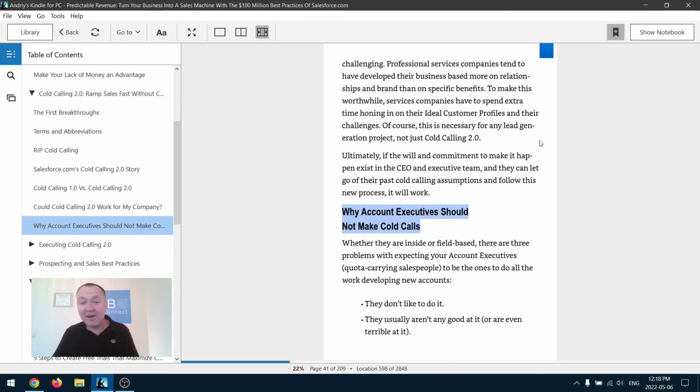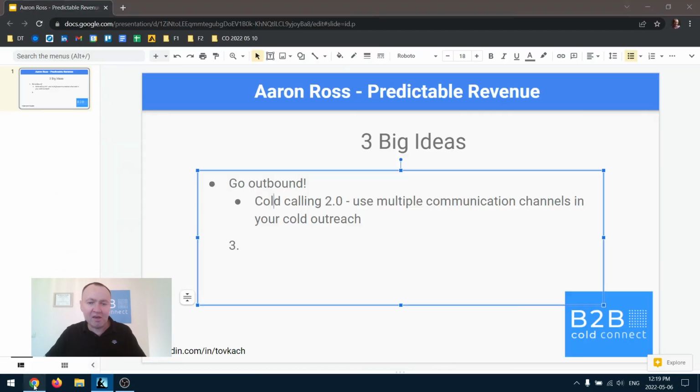But if you hire a marketing person or a sales rep, first of all, make them book meetings for you. Then you'll be able to close them. So that separation of labor is the third great idea from Aaron Ross's book. Let's put it here.